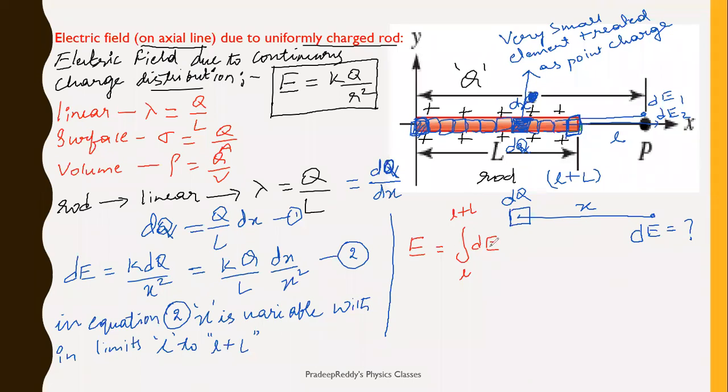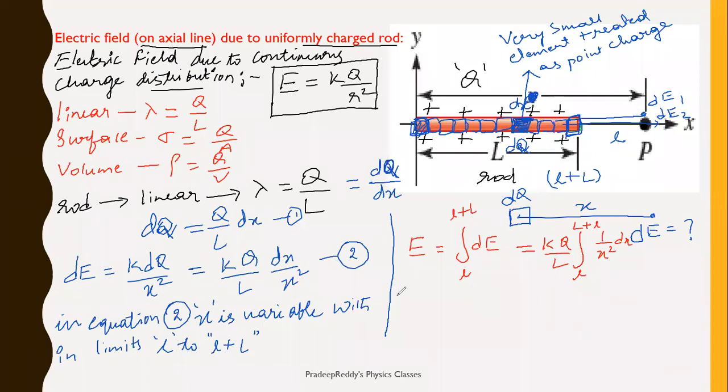Now dE is already in equation 2. Take that and substitute in this equation. Constant terms, bring them out: K capital Q divided by L. These are constants. I am bringing them out, and what is left is the integral of 1 by x square dx. Limits are from small l to capital L plus small l. It is x power minus 2, and integrating gives x power minus 2 plus 1.